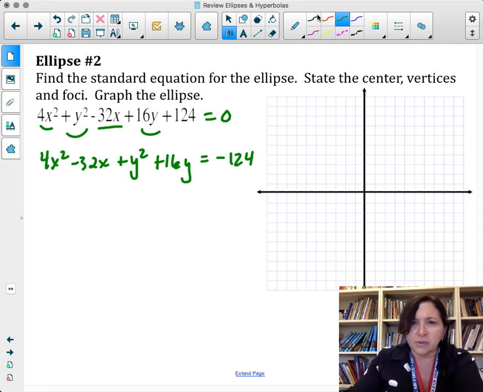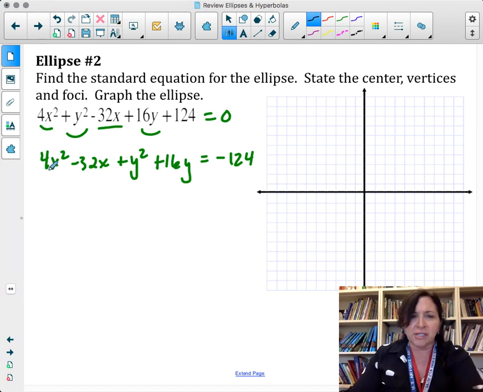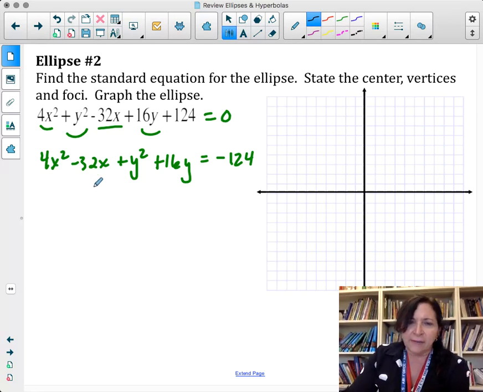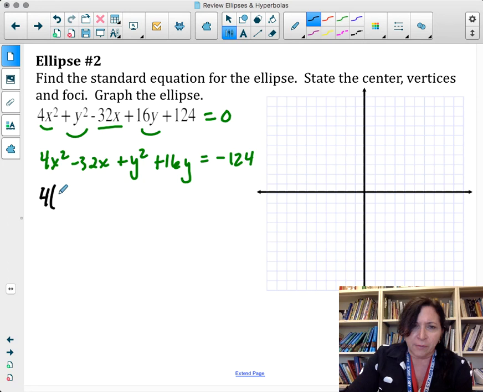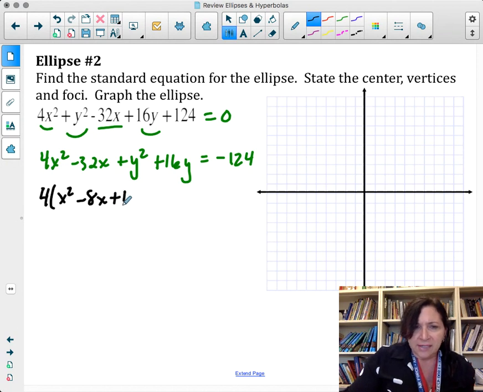So in completing the square, I know that my y squared coefficient and my x squared coefficient have to be 1. So that means that I do need to factor out anything that's in front of my x squared or my y squared terms, including a negative sign if I had that. So we're going to take out a 4 from this, and we get x squared minus 8x. Now, half of 8 is 4. 4 squared is 16. Plus, now we're going to complete the square again. y squared plus 16y, half of 16 is 8.